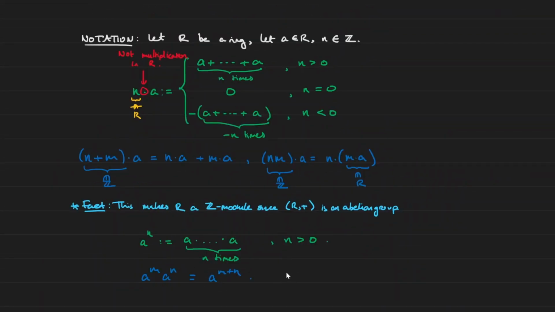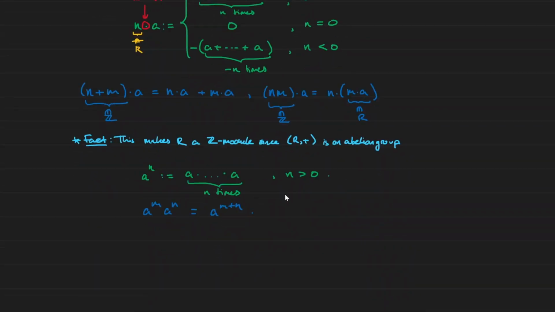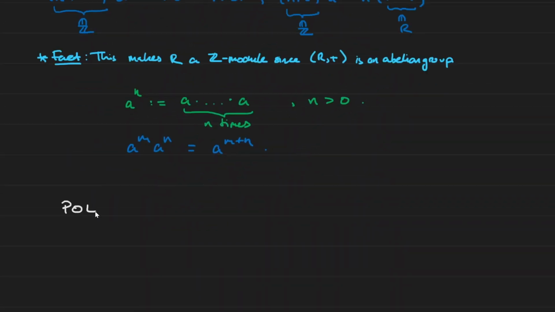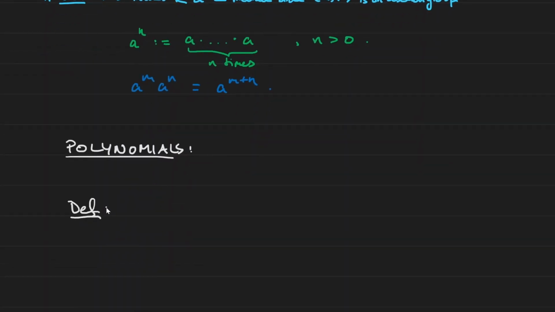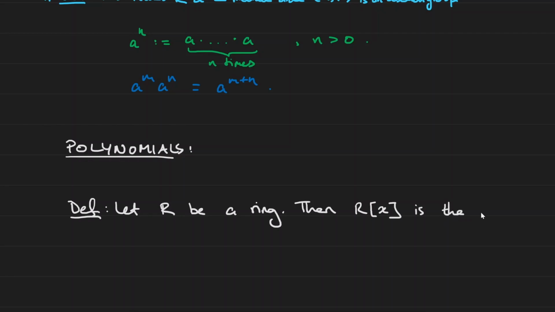And actually, we're going to see a bit of this when we do some polynomials as well. So let's get into that now. So, polynomials. Let's start with a definition. Let R be a ring. Then we define this new set, which we call R adjoin X, so we have square brackets here. It turns out this is a ring, so it's the ring of polynomials with coefficients in the ring R.